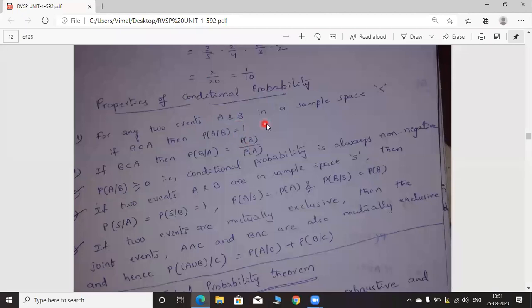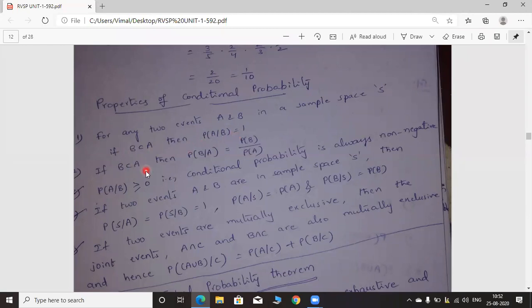For any two events, capital A and capital B in a sample space S, if B is a subset of A, then the probability of A given B is equal to 1. Because here it is mentioned that B is a subset of A. That means B is a part of A. Remember this point: B is a subset of A, or B is part of A. So we have to write P of A given B is equal to 1, because B is a part of A only. Okay. Next, let us see the second property.